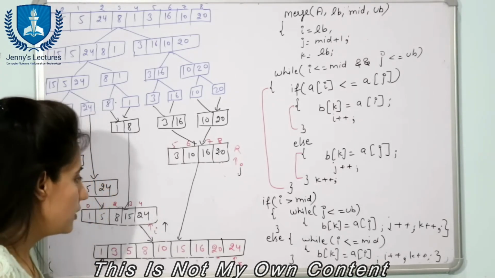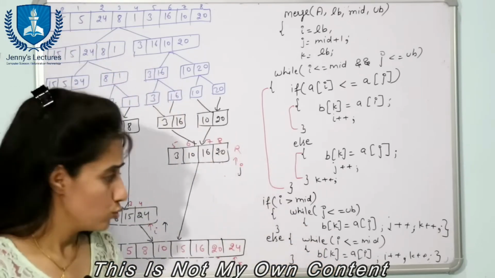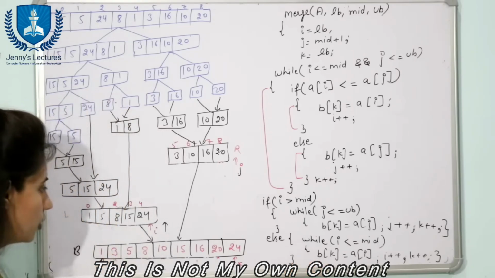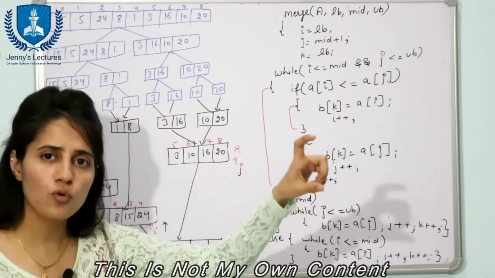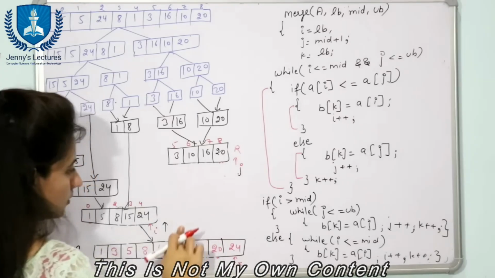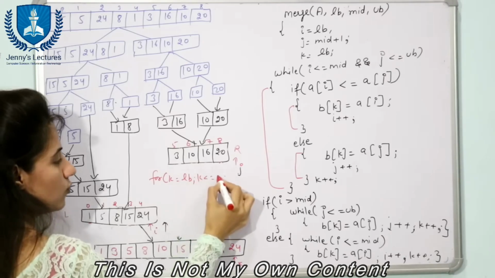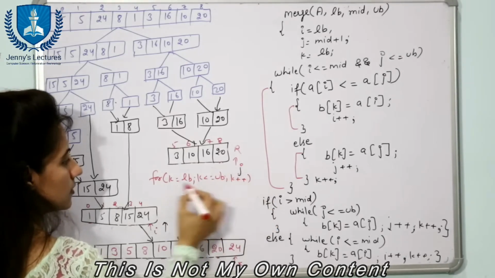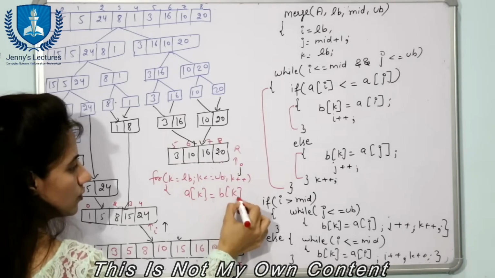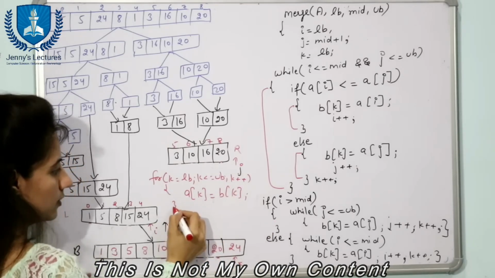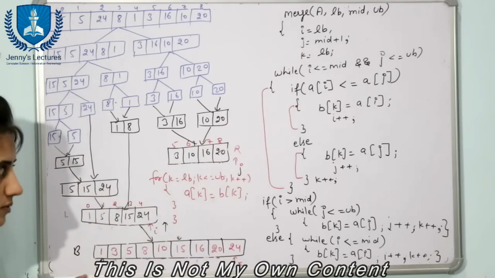Fine. Now see, we have taken another array, that is b, and the original array is a. So now this b is the sorted array. You simply copy all these values to this a. Simply write a for loop like this: for k equal to lower bound, k less than or equal to upper bound, and k plus plus. And simply copy a of k equals b of k. All the values from b to a, and this is done now. And after that you will close this merge function.